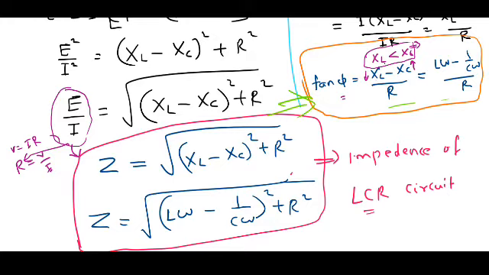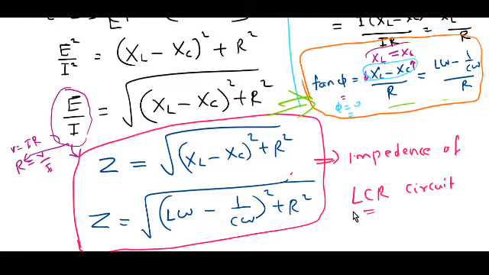Fine. Then if XL is equal to XC, the numerator of this tan phi will be 0. Then tan phi is equal to 0, which means the phase angle phi is equal to 0. If phi is equal to 0, there is no phase difference between the voltage and the current. That case exists in a pure resistive network. Then we will say this LCR circuit is a pure resistive circuit when XL is equal to XC.